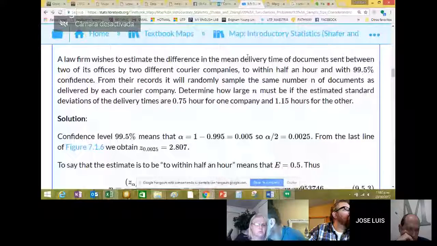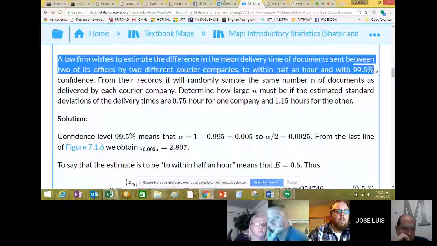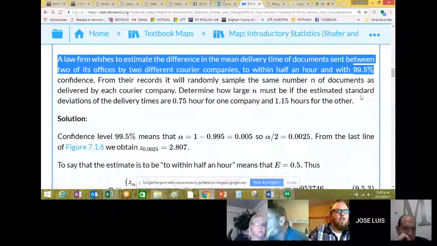Okay. Now here, can you see my screen? Yes. Okay, this is the example I have here.